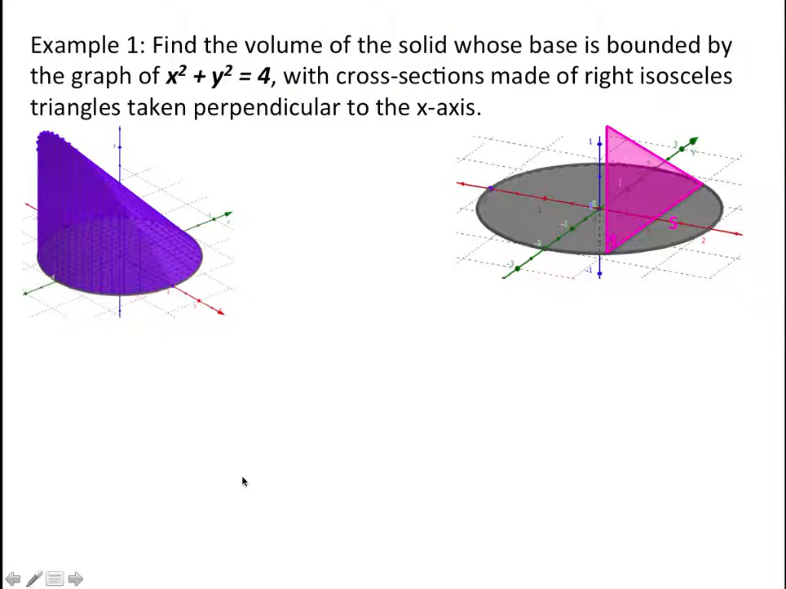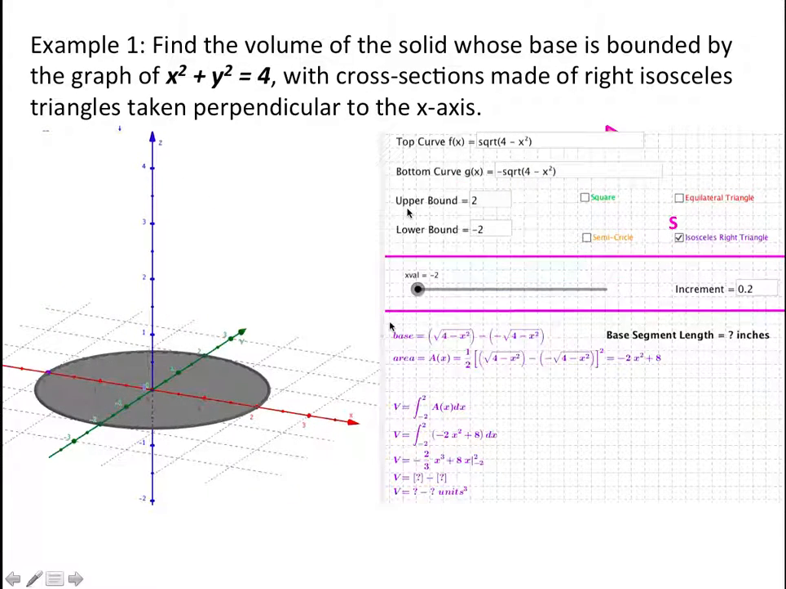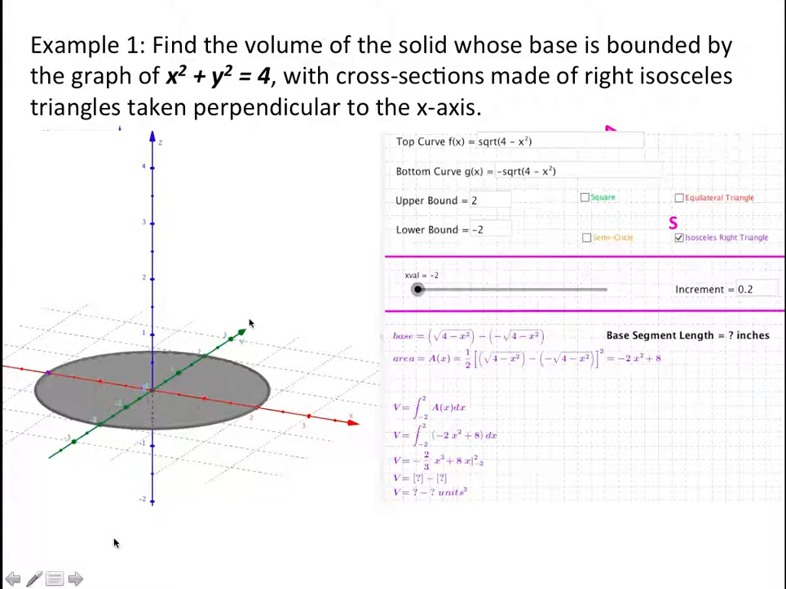So when we look at something like this, here's a shaded region. It happens to be circular, and I want to stack right triangles on top of it. Not only are they right triangles, but they're isosceles. In other words, this leg and this leg are the same length. If we take a look at this solid, what we're looking at is a base that's in the shape of a circle.